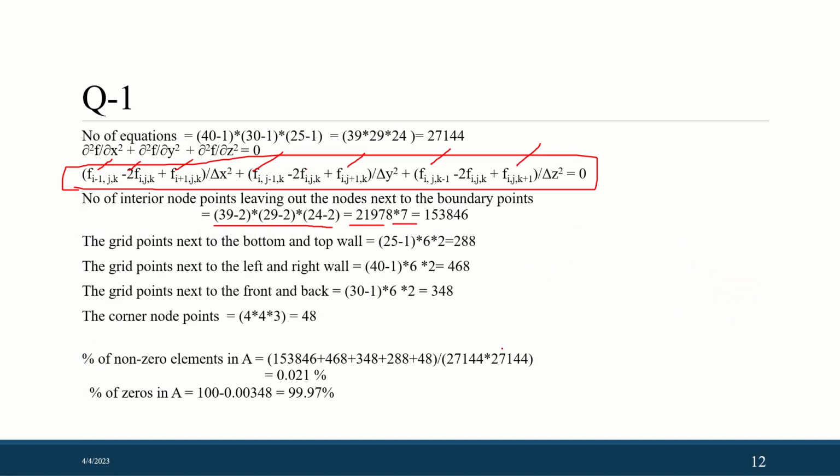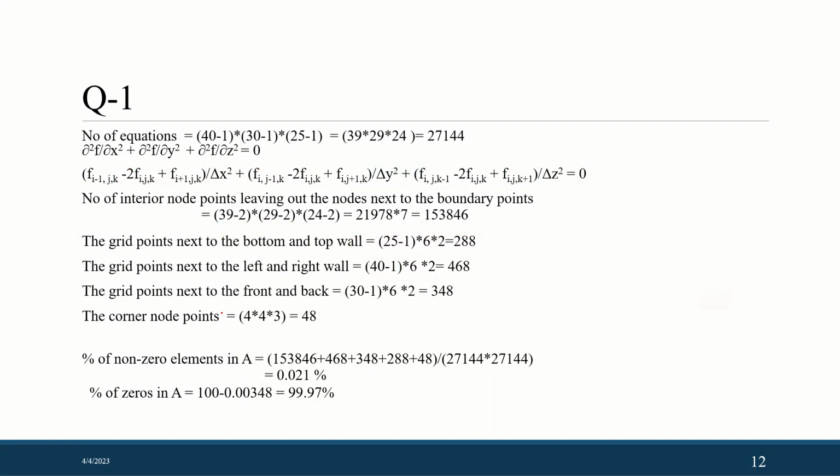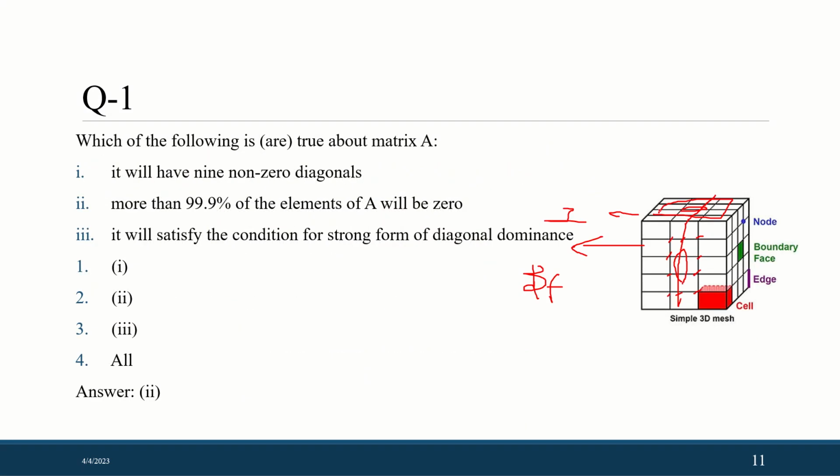So here we are subtracting 1 from the 7, because one point is known in the boundary condition. So 7 minus 1 is 6, into two sides, that is top and bottom, or front and back, or left and right, and we are calculating the number of points in those. And we should find the corner grid points, for example this point we have not calculated.